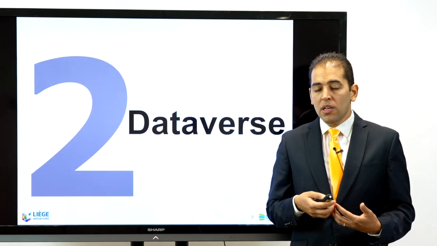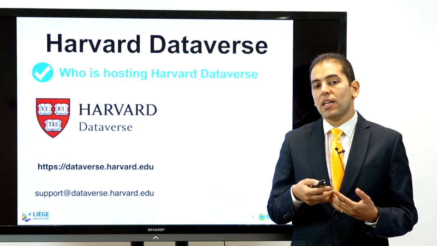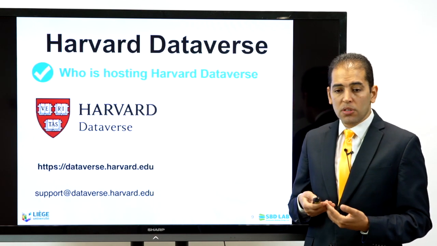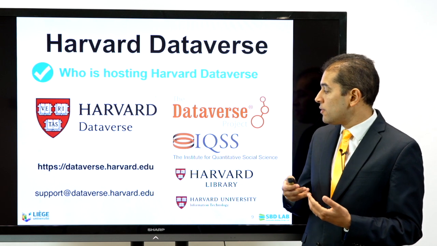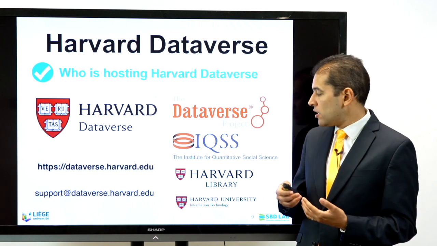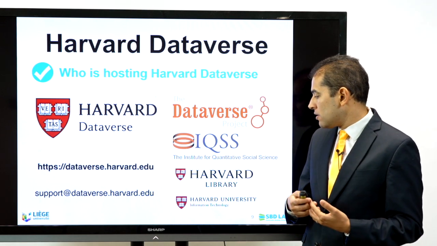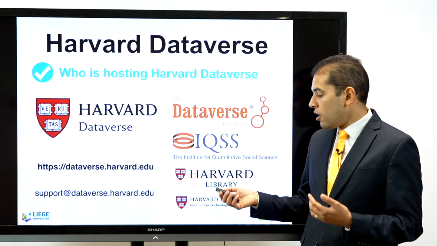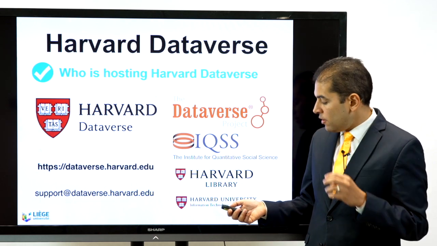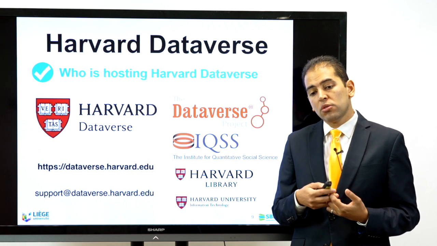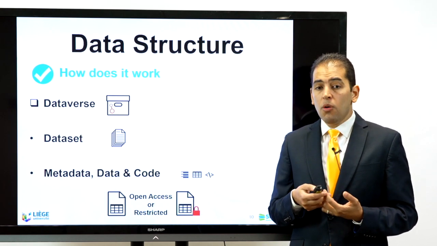Now Dataverse specifically, it is a repository developed by Harvard University, and as you can see it's a collaborative work. It's called the Dataverse project, where the Institute for Quantitative Social Sciences, Harvard Library and Harvard Information Technology work together to produce it.